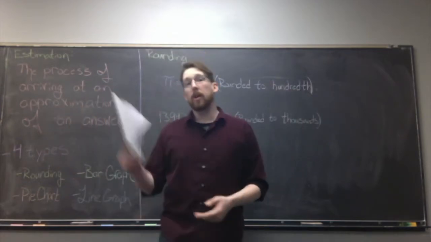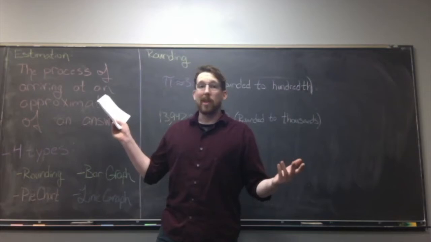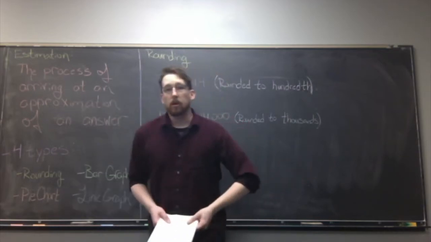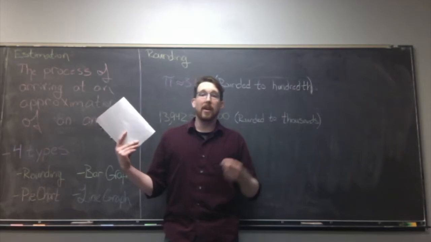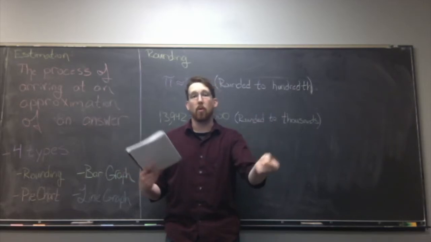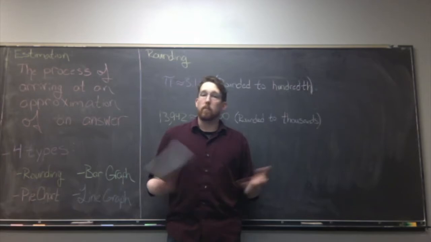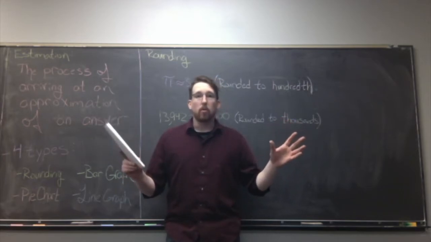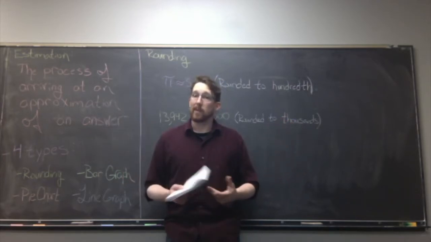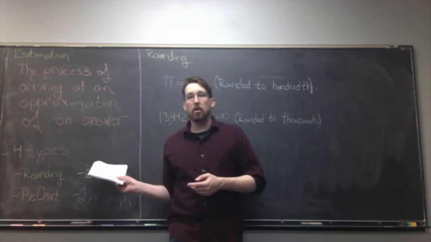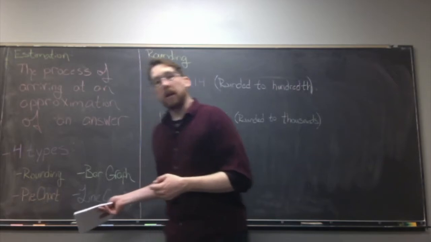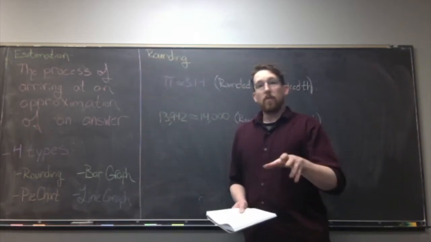To start off with, let's really quickly define what that even means, right? So an estimation is really just the process of giving an answer in an approximate form. In this particular course, what we're going to be talking about is 4 different types. We've got rounding, pie charts, bar graphs, and line graphs. To start off, let's talk about rounding.